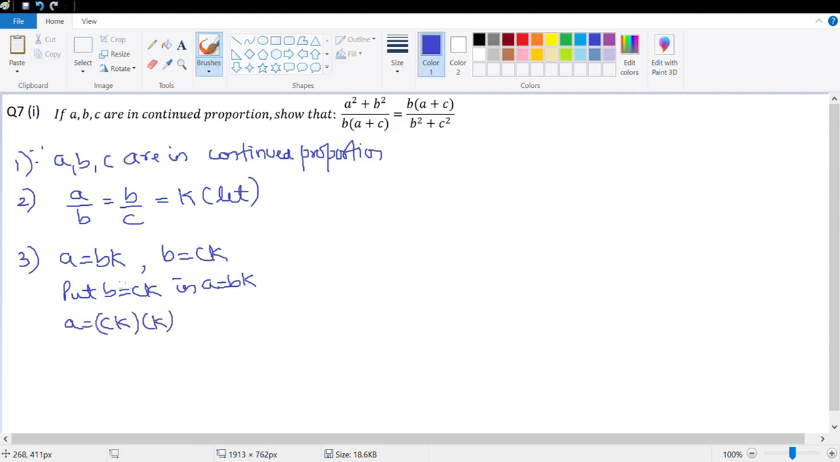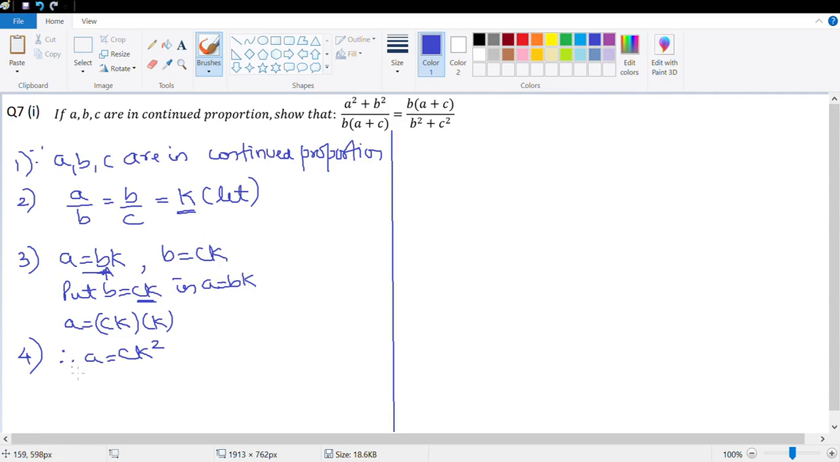Yes, A is equal to BK. Instead of B, I put CK, which means A is equal to CK square. Now, why are we doing this? The logic of doing this is to reduce the number of variables. That's the only reason. We have 3 variables. The objective is to reduce the number of variables and work on it, right? So we have one simple term, which is K. Let's see how it works.